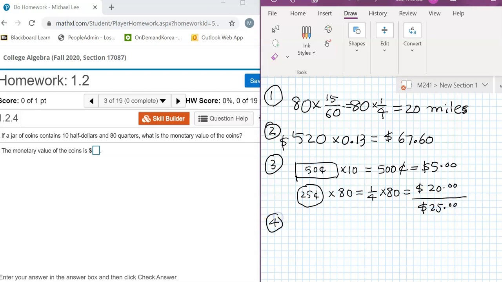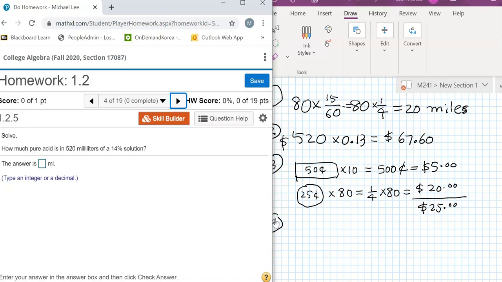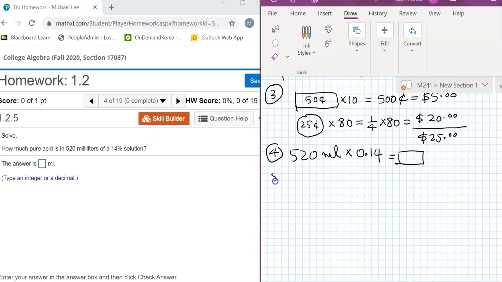Number four. Let's go to number four. How much pure acid is in 520 milliliters of a 14% solution? So 520 milliliters times what is 14%? 0.14. Okay, you figure that out. Number five.